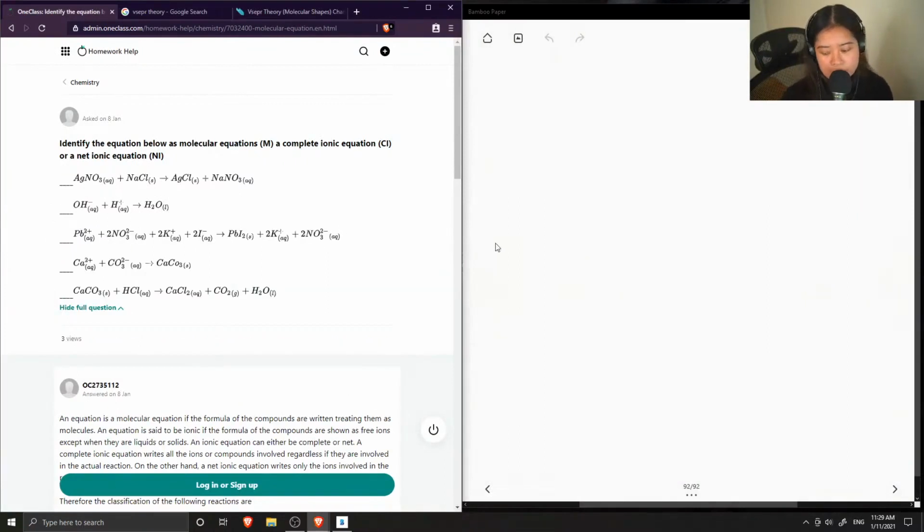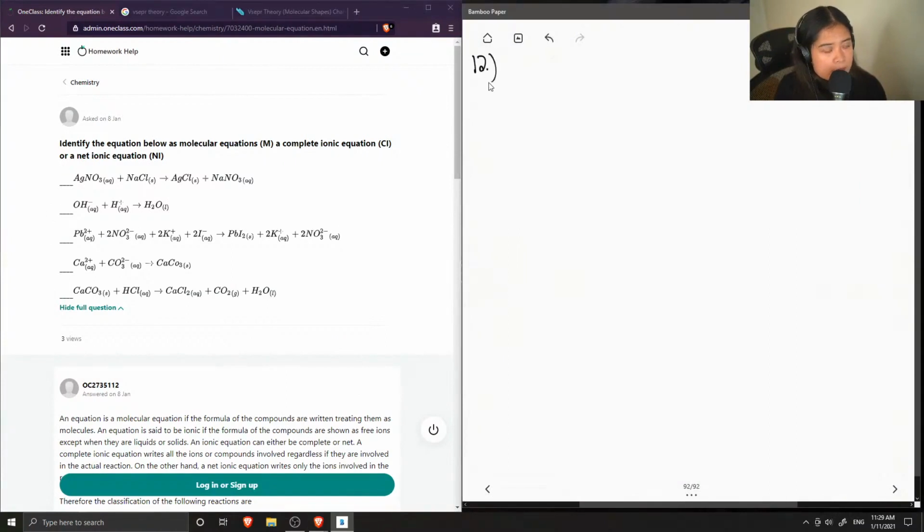Okay, so question number 12 is to identify the equation below as molecular or complete ionic or a net ionic equation. So let's define what each of these mean.